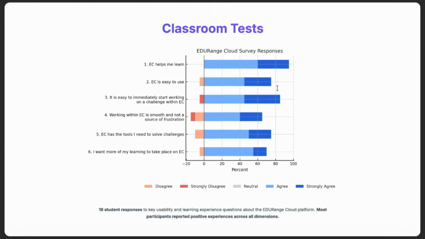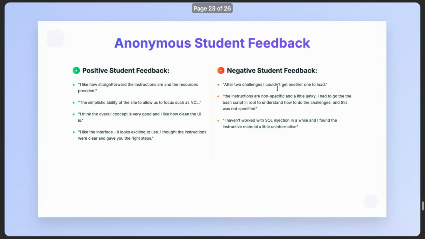So here we can see the data we collected from those responses. As you can see, the majority were quite positive. But looking at some of the specific anonymous student feedback we received, again, positives seem to revolve around people liking the general interface and flow of the platform. But more importantly, looking at the negatives, there seem to be 2 main pillars of feedback we received.